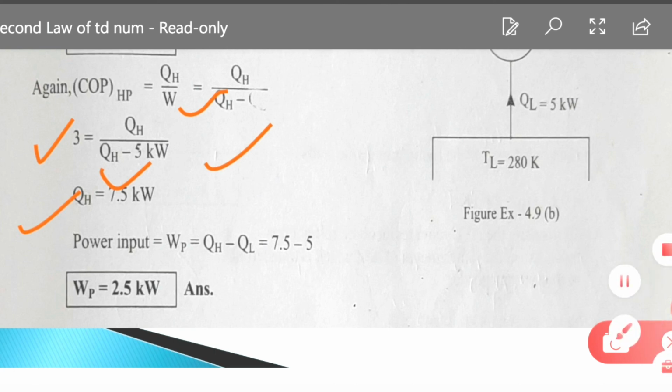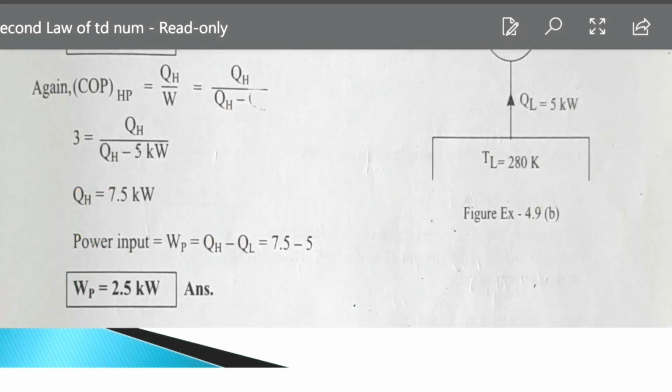Okay. Now the power input will be equal to W equal to QH minus QL. The value of QH is 7.5 and the value of QL is 5. After subtraction, the work of the pump is equal to 2.5 kilowatt. So this is the work of the heat pump.